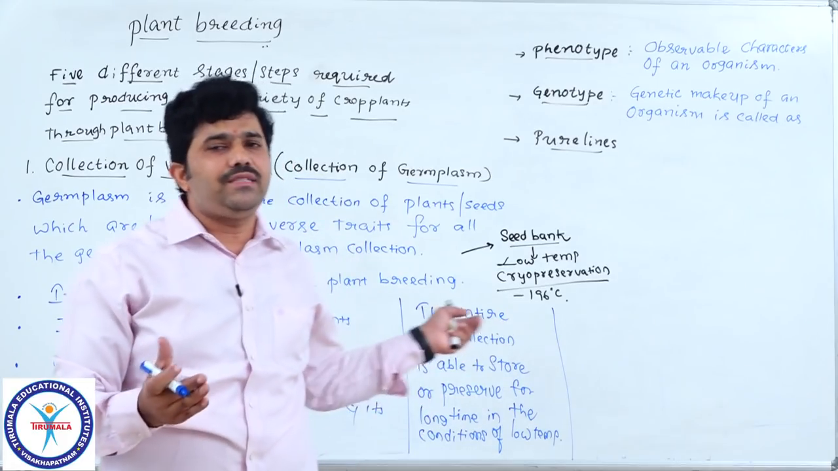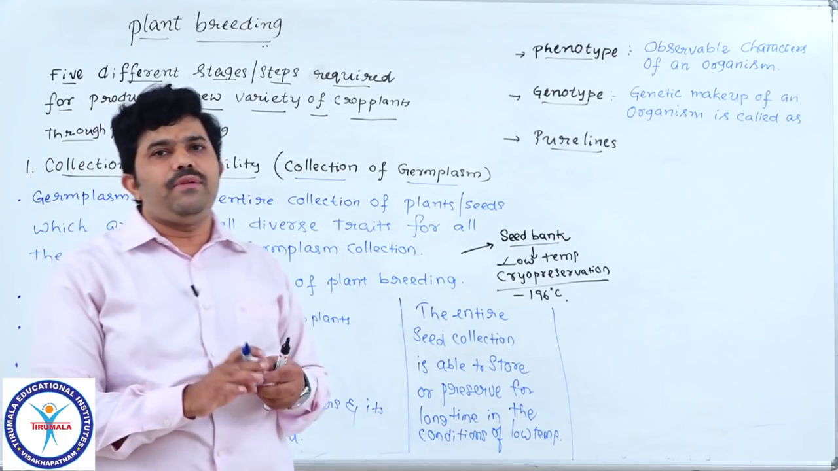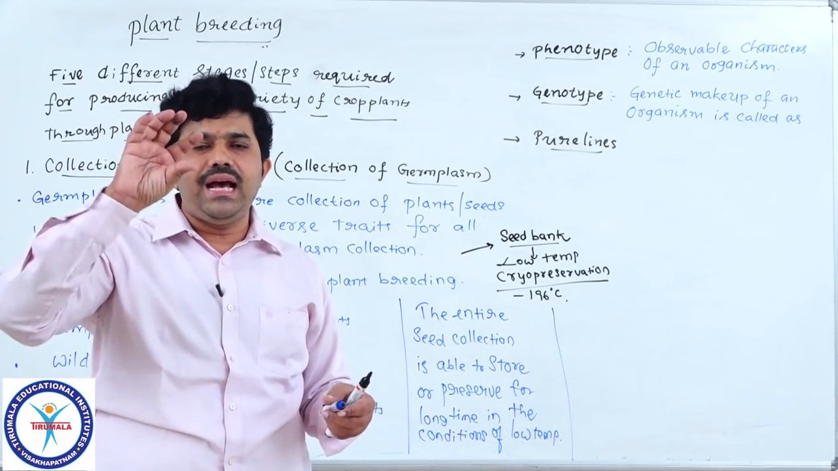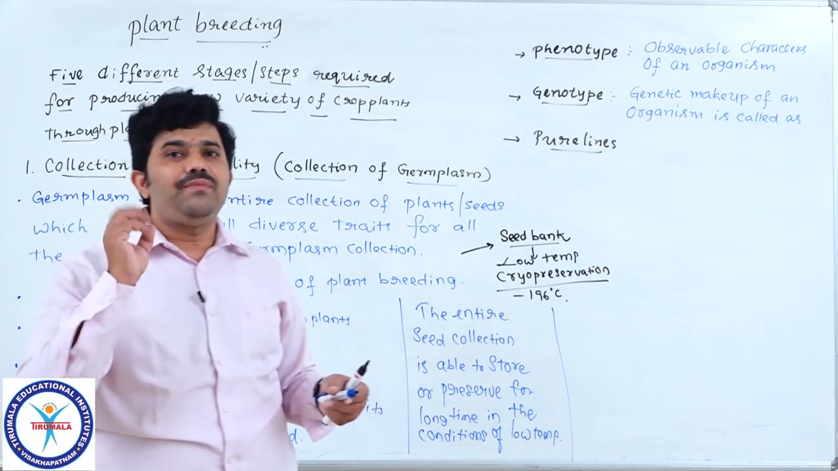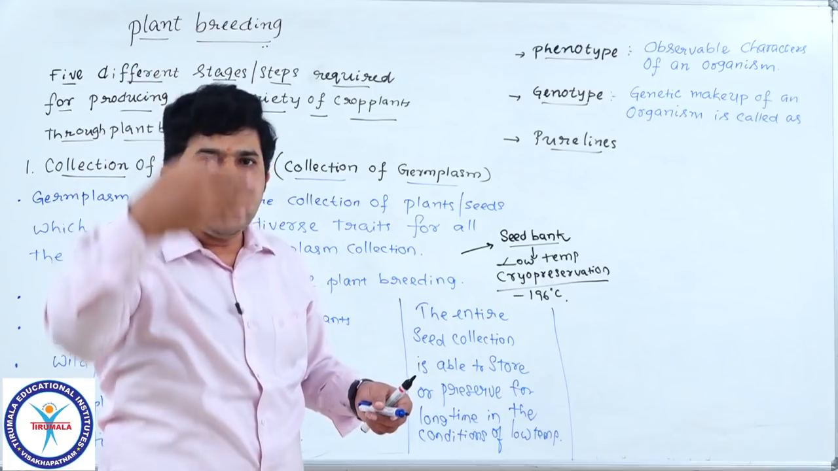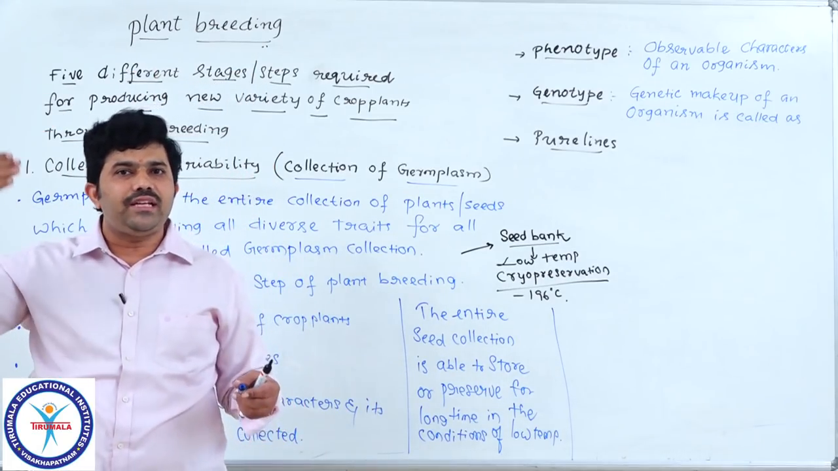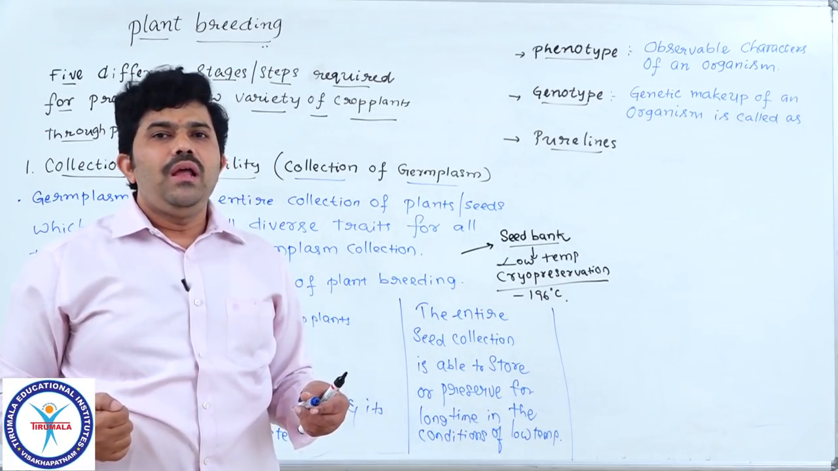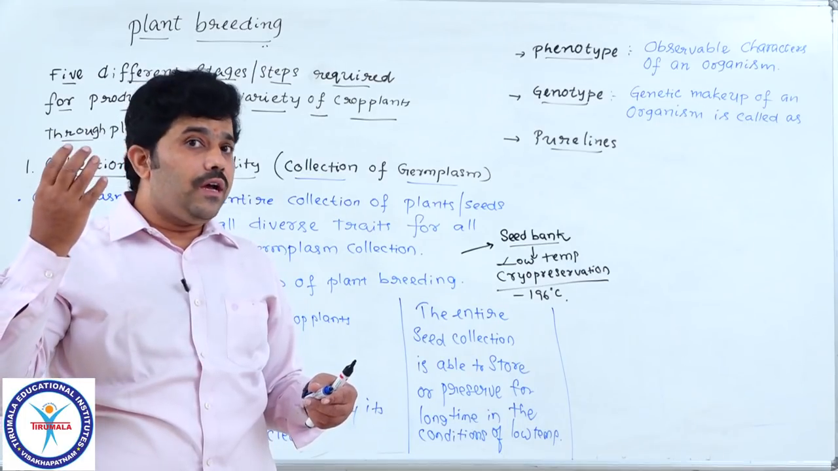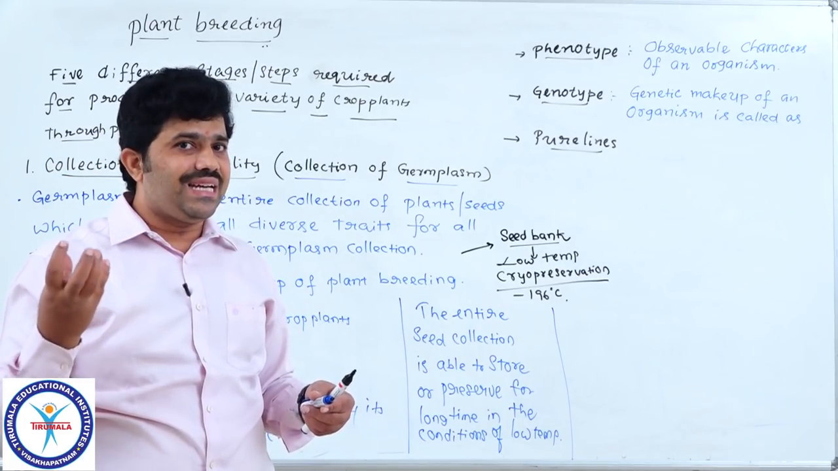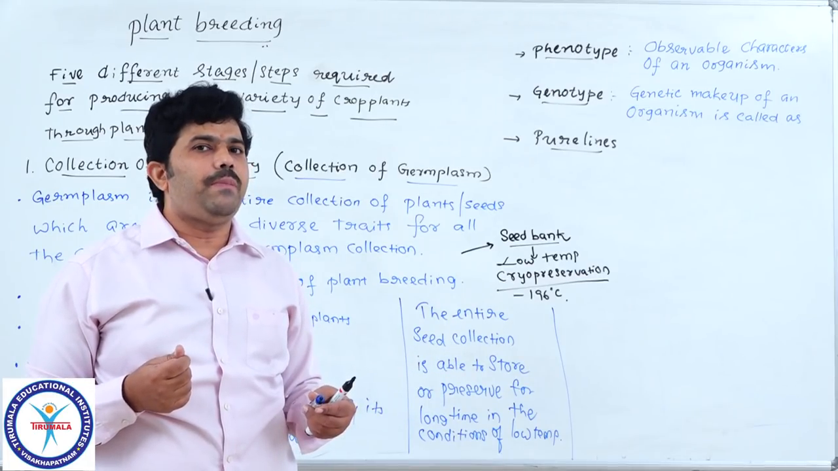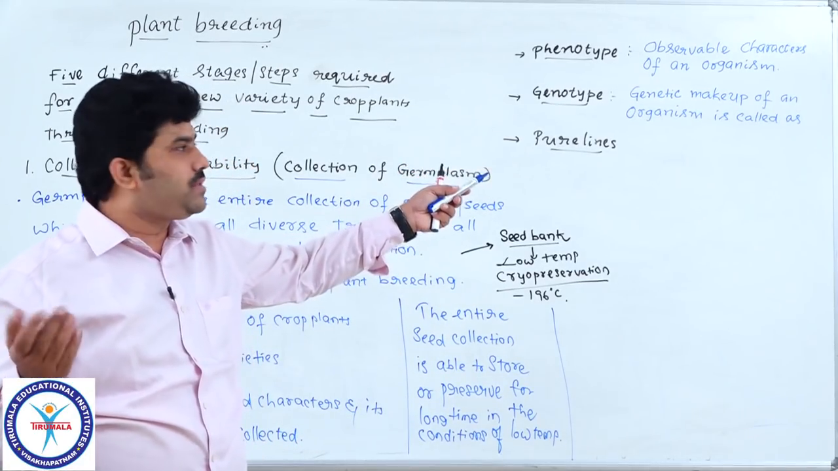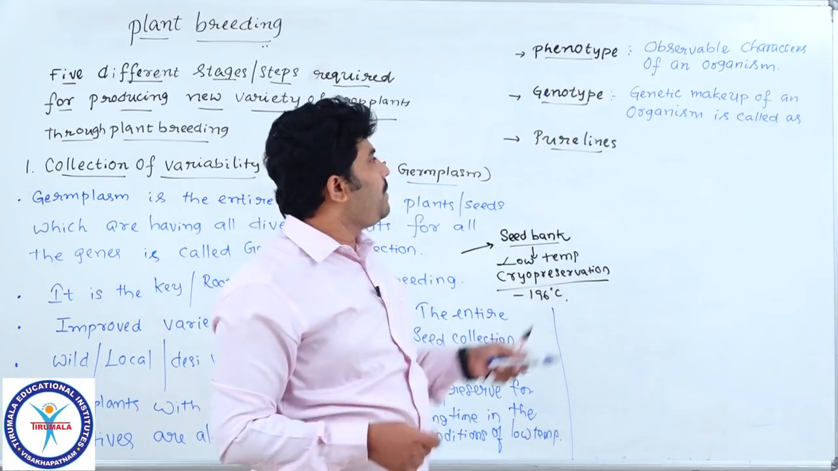For example, in the plants, whatever products we are collecting from the plants, like seeds: what is the shape of the seed, the size of the seed, the color of the seed, and what is the structure of the plant body, whether it is a tall plant or a short plant. Like that, the fruit shape, size, color, everything, the observable characters we gather from plants or living organisms, are known as phenotypic characters.